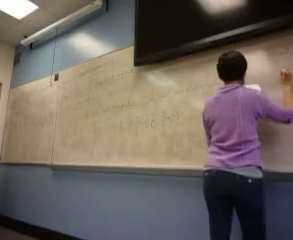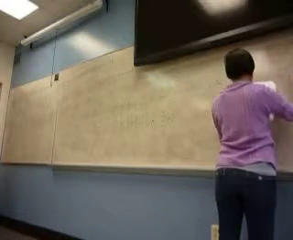Find the density function of Z, where Z is the sum X plus Y, and the joint density of the two is given.